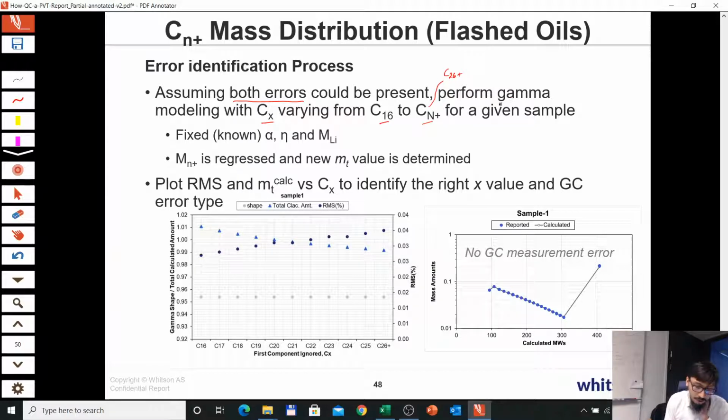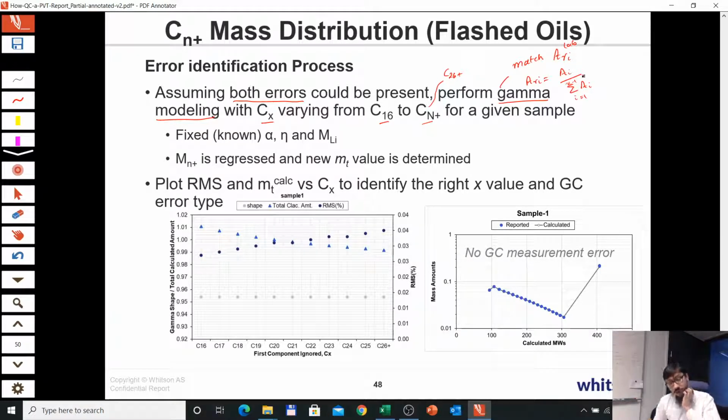And what do we mean by gamma modeling? That's something we have discussed, that we will try to match the relative areas from the lab reported data. Okay, and how do we define the ARI value? ARI is equal to the AI divided by the sum of all the areas starting from 1 to x minus 1.